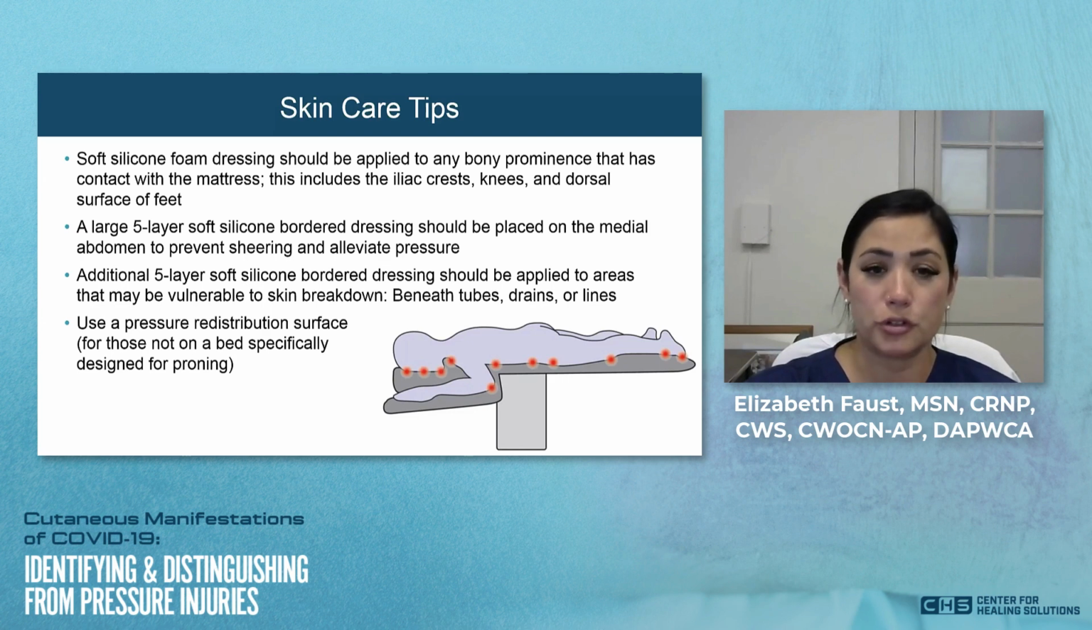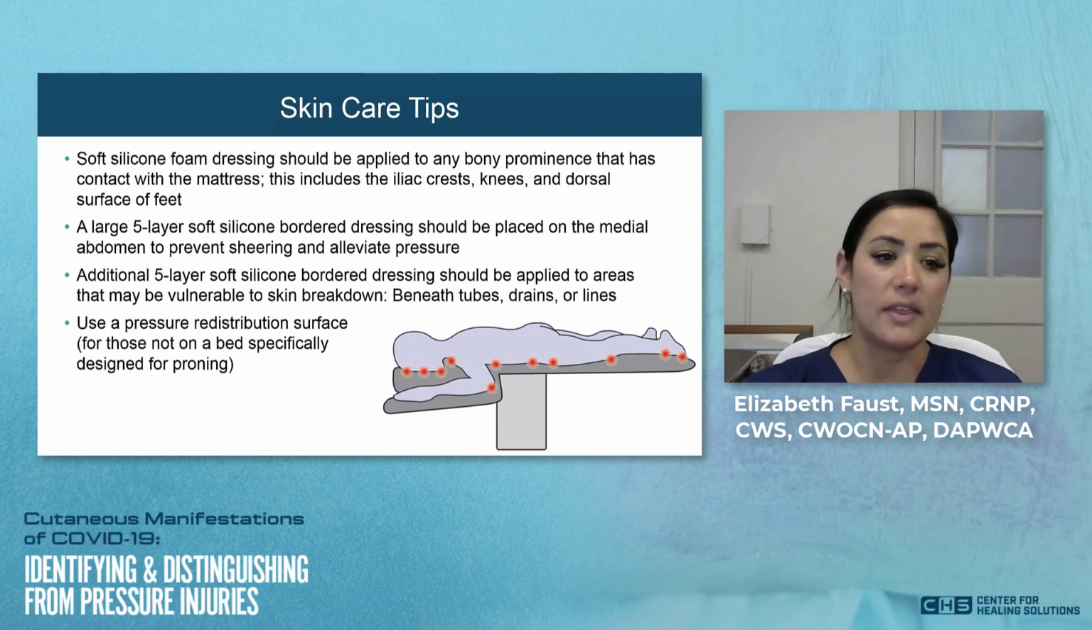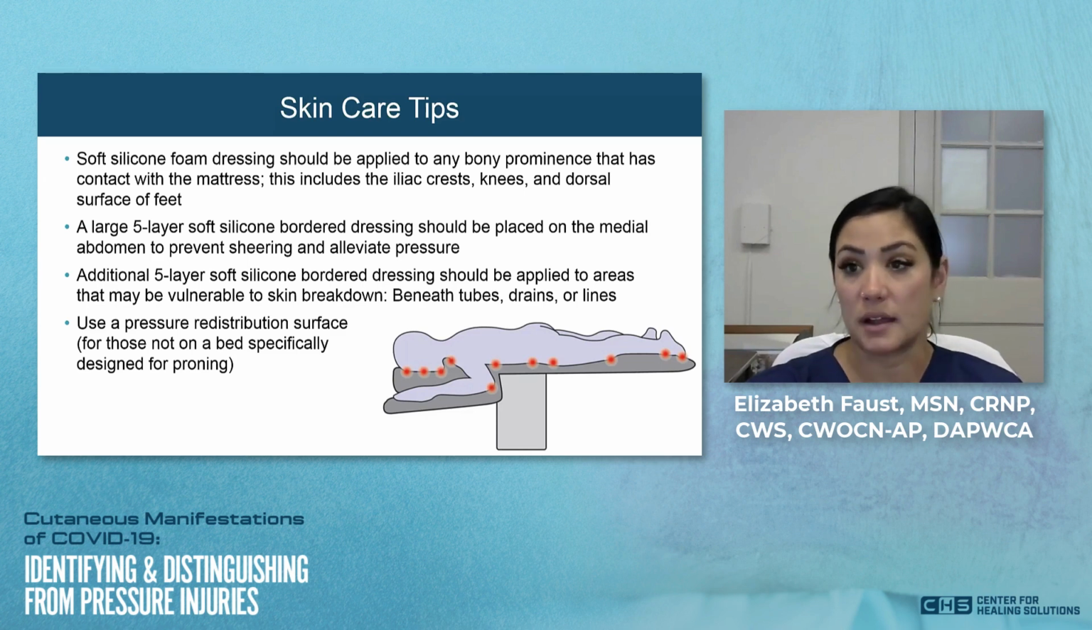Additional border dressings can be applied to areas that may be vulnerable, like beneath tubes, drains, lines, things like that. And then you can use a pressure redistribution surface if they're not already on a bed designed specifically for proning. So we used all low air loss mattresses for our proning process.